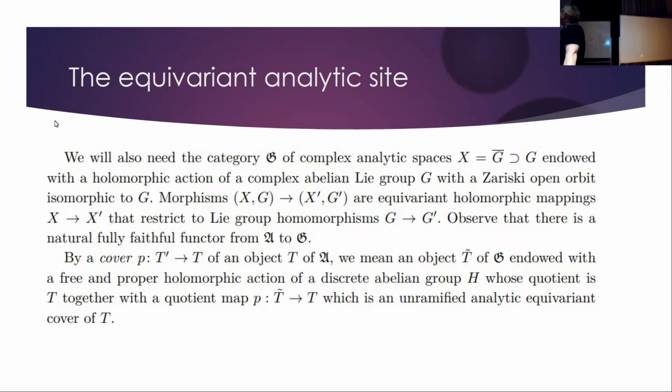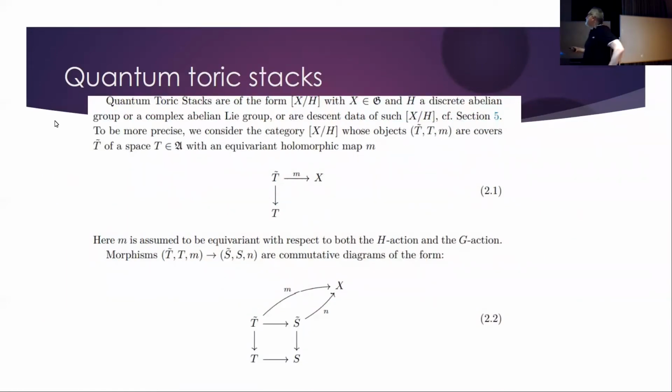And by a cover of an object here, we mean an object here endowed with a free and proper holomorphic action of a discrete abelian group, whose quotient is T, together with a map which is a non-ramified analytic equivariant cover of T. It's exactly the situation that we encounter when we open the leaves of the foliation. Okay, so this is the equivariant analytic site. And now quantum toric stacks are of the form X mod H, with X in the equivariant analytic site, and H a discrete abelian group or a complex abelian Lie group.